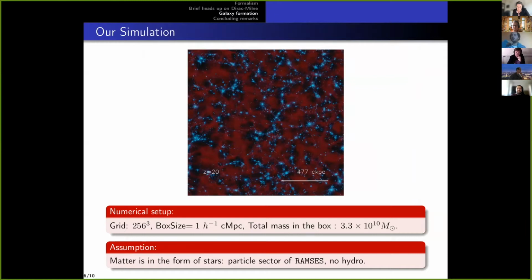But as usual, you start with a simple problem. You assume that this matter is collisionless and so on, and then you construct upon that.